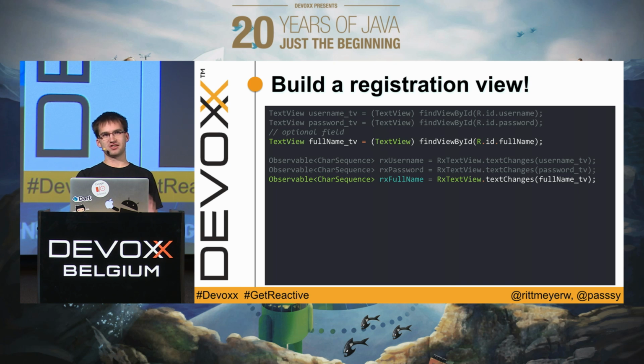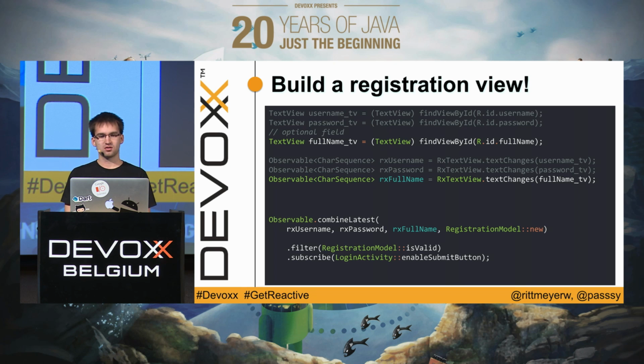And this changes something. Okay, what do I want to do? I combine those observables to create a new registration model. And then I will filter if the registration model is valid. I can do everything there. Maybe I make a network call to a server, validate it there. And when it's valid, I enable the submit button. So very easy, but if you try this, it may not work.